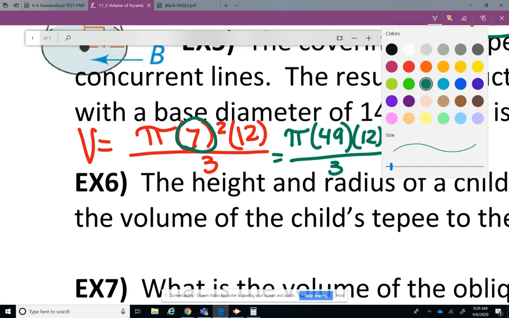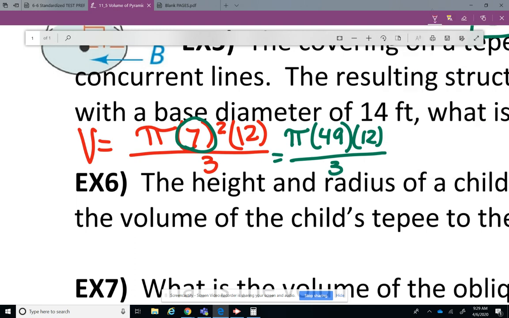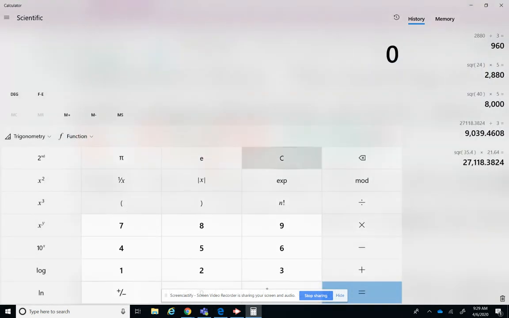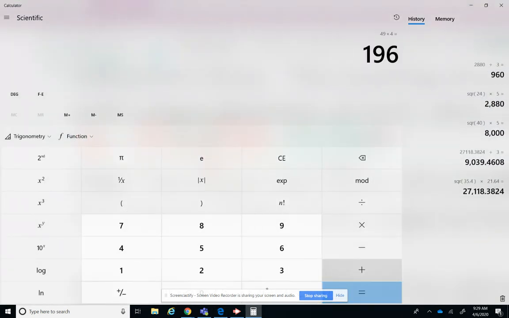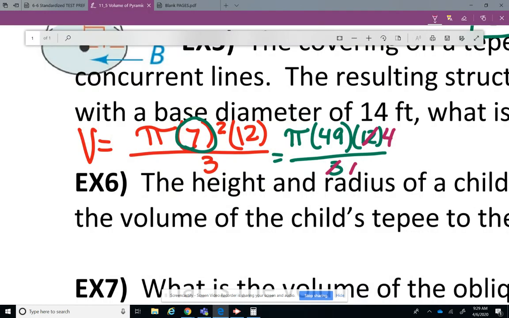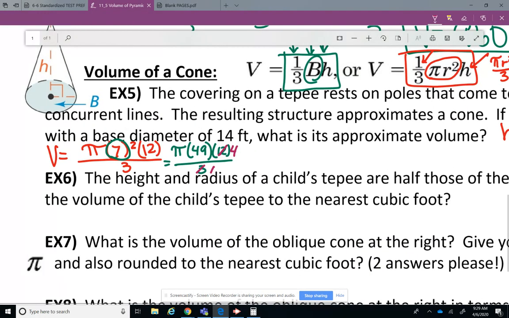Now I could cancel if I wanted to, but I'm going to cancel the 3 with the 12 and make 4. So 49 times 4. Clear. I'm going to do 49 times 4, which is 196. So this equals 196 pi.